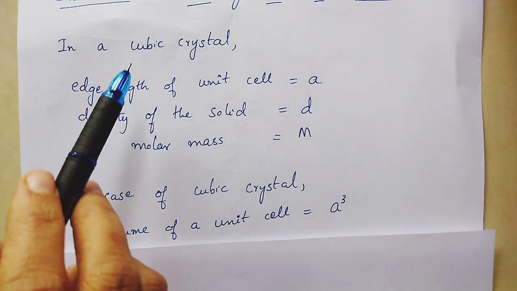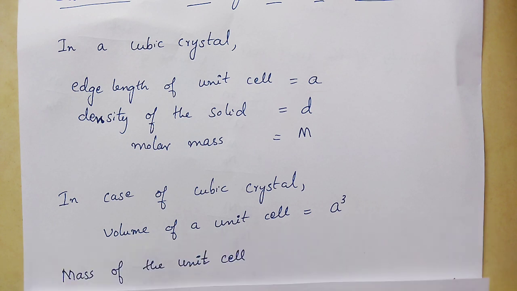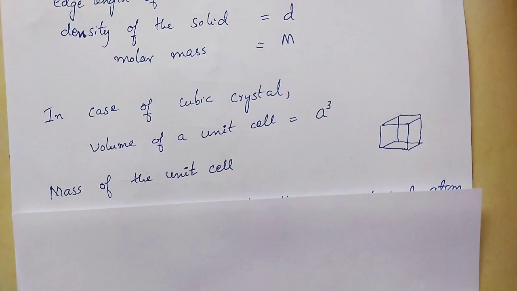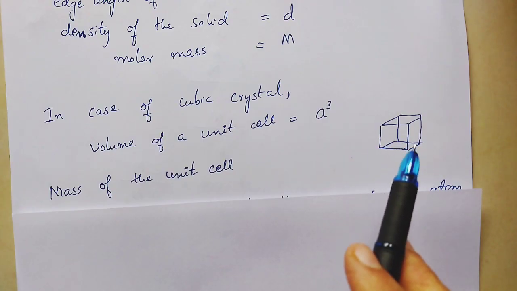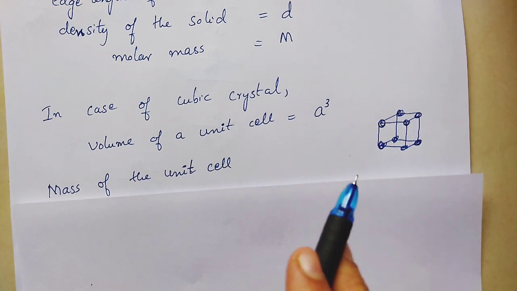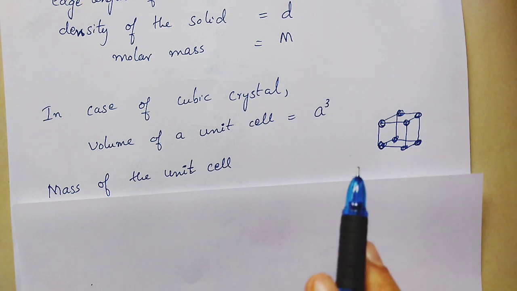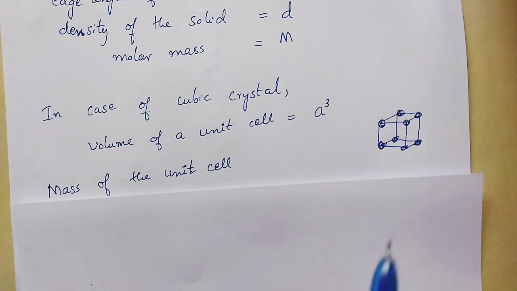Since it is a cubic crystal, the volume of the unit cell would be a cube. Once the volume is known, we have to calculate the mass of the same unit cell. Okay students, consider this as a small cubic unit cell. Now what will be present in this unit cell? Yes, of course, atoms will be present in the unit cell. In that case, what does mass of the unit cell mean? It represents the total mass of all the atoms present in one unit cell.